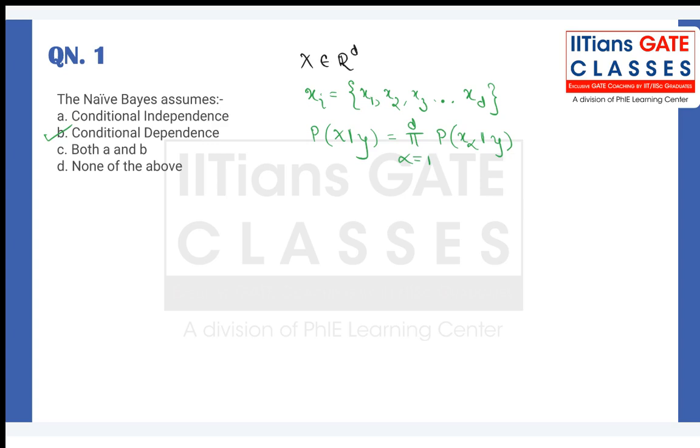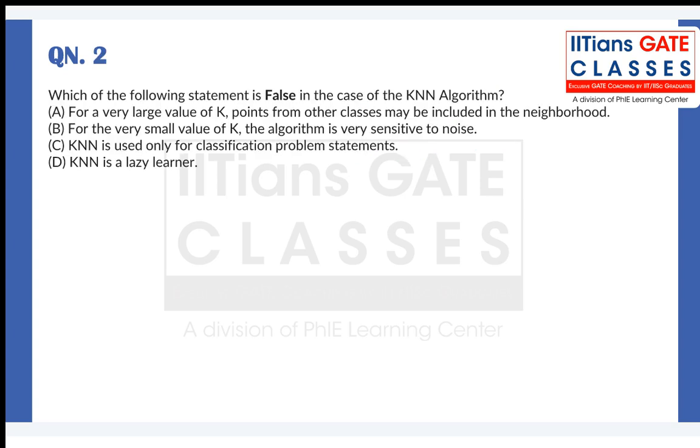So this was one question. The first question we discussed was on the prior things that we learned: naive Bayes assumes something called conditional independence. The second question is, which of the following statements is false if you have a KNN algorithm?